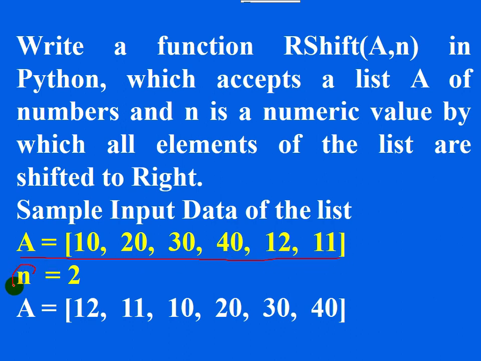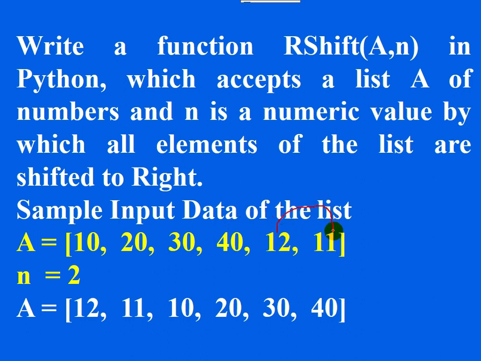Suppose the value of n is 2. The meaning is I want to shift all the elements of list A by 2 positions to the right. So this 10 should be shifted by 2 positions to the right. So position 1, position 2, your 10 must appear here. Now 20 should be shifted by 2 positions to the right. Position 1, position 2. So 20 should appear here and so on. So 30 should appear here. 40 should appear here.